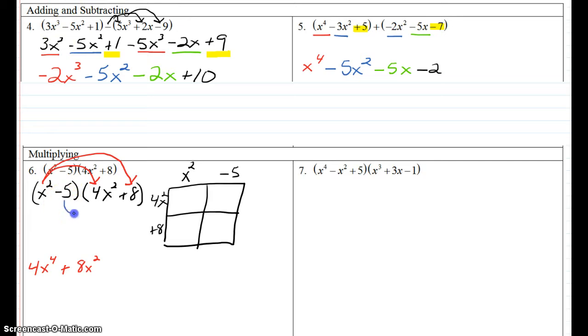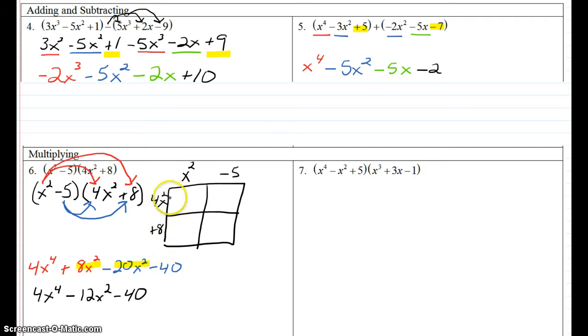So now I gotta go negative 5 times 4x squared gives me minus 20x squared, and a negative 5 times positive 8 gives me a negative 40. And now I just combine my like terms. My only two terms are the x squareds. So my final answer is 4x to the 4th, 8 minus 20 gives me minus 12x squared minus 40.